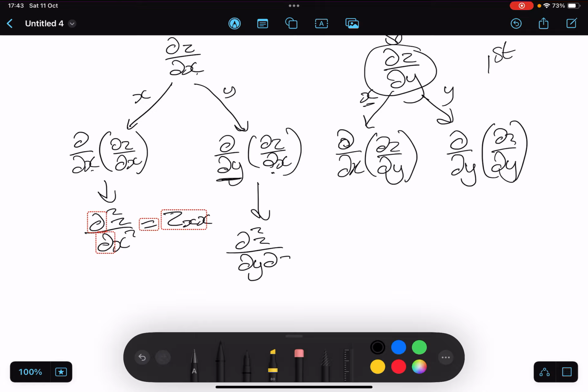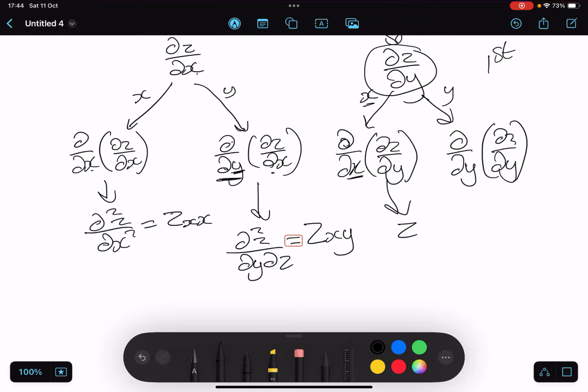dy dx. And here you have to be careful. This is going to be z subscript x, remember, we're differentiating z with respect to x and then by dy, which means this is going to be z subscript xy. Same thing here. We are differentiating dz dy with respect to what? With respect to x.